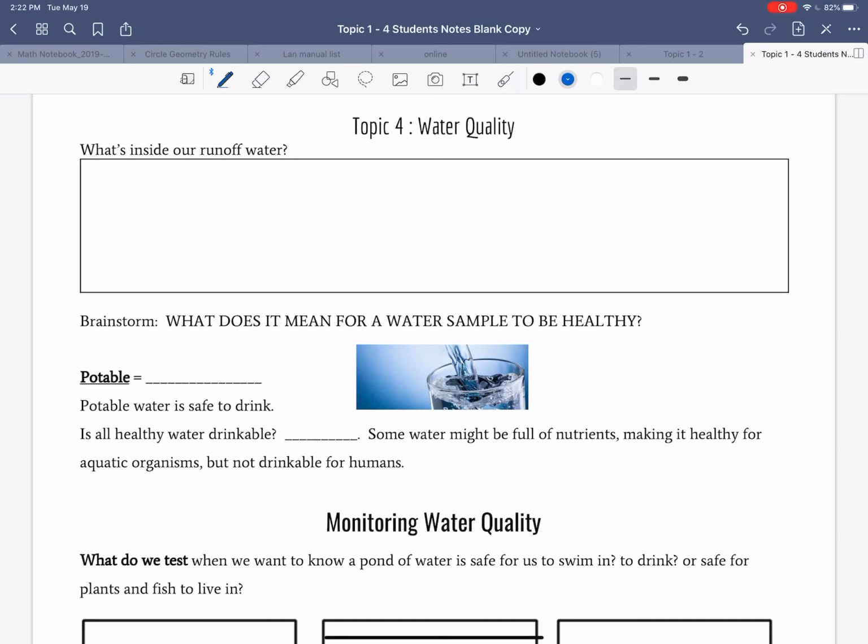What is inside our runoff water? What does it mean by runoff? Basically, if you have raindrops and rain falling into the river and the river sinking into the groundwater, that's all runoff water. So what is inside the river water normally?